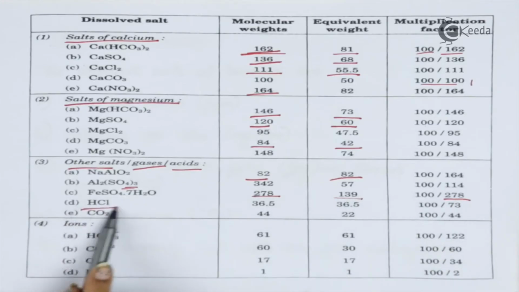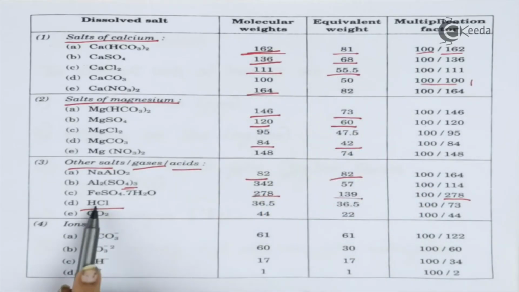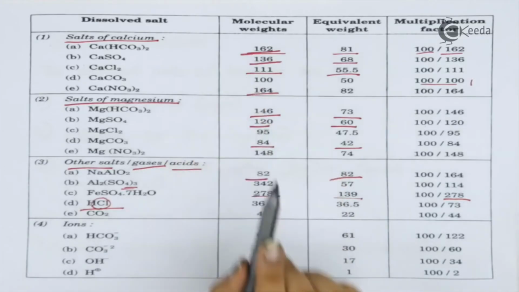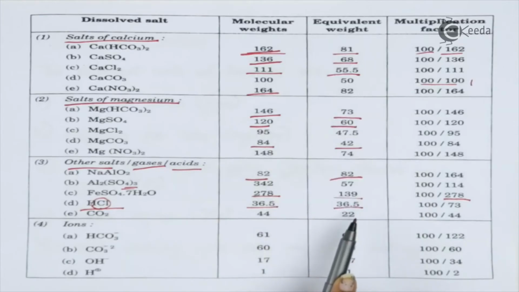We have HCl over here, H plus and Cl minus. Now this HCl has 36.5 and 36.5 as molecular weight and equivalent weight. Why? Because this is just one Cl. It will not use 2 equivalents of CaCO3. It will use just 1 equivalent of CaCO3, and that's the reason why the molecular weight, which is 36.5, will be equal to the equivalent weight, which is 36.5, and the multiplication factor will be double of 36.5, which is 73. So this will be 100 upon 73.